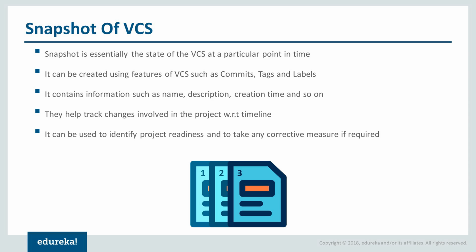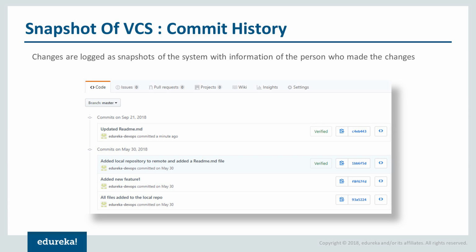For example, this is the screenshot of a commit. We can clearly see we have a date, which is committed on September 21, 2018, while the second last commit is committed on May 30th. We also have comments: this commit was made to update the readme.md file, while this was made to update the local repository. This was again on May 30th, which is adding new features. And this is my unique ID that we talked about, some hash code which is unique. This is the branch, which you will again see in the coming slides.